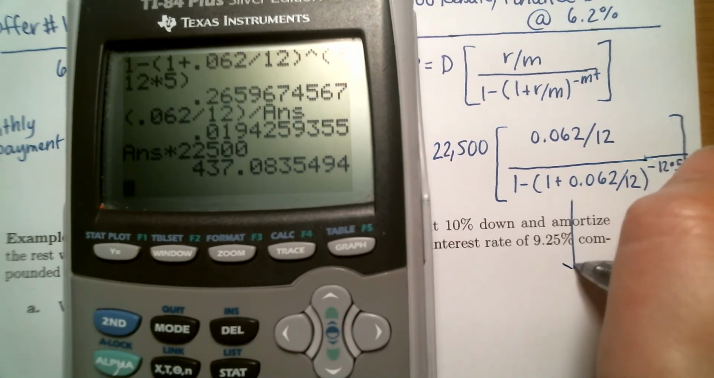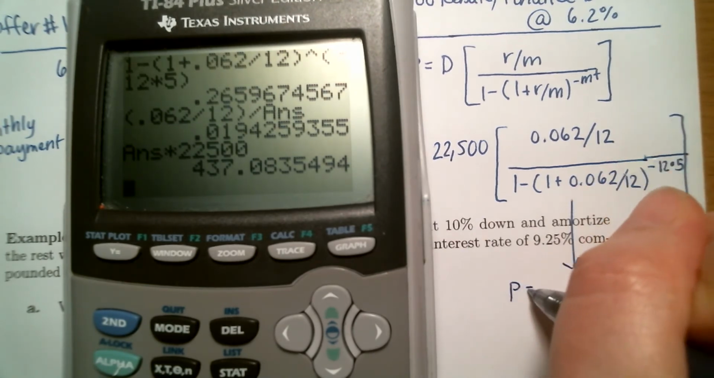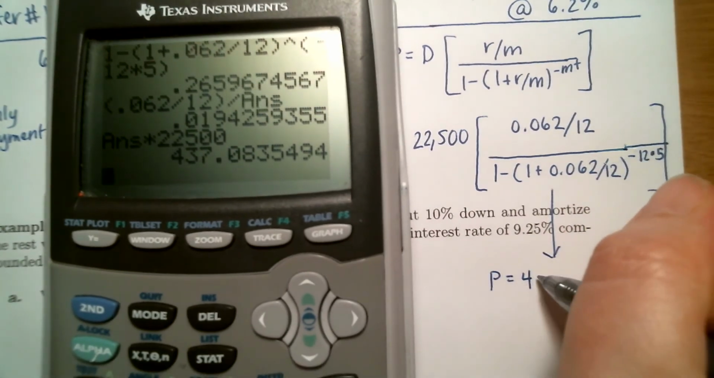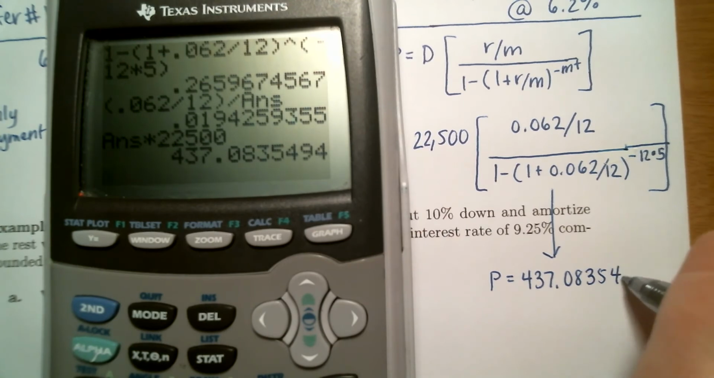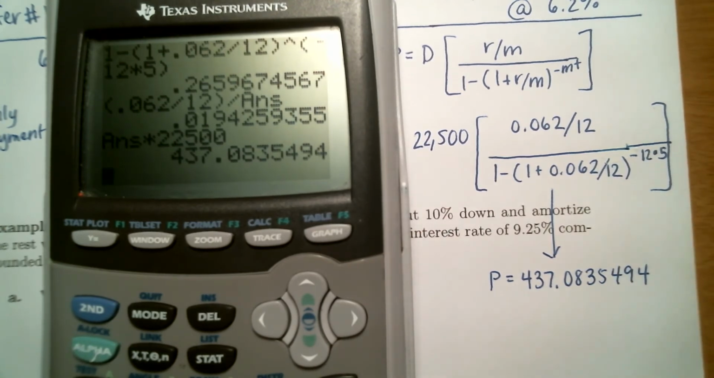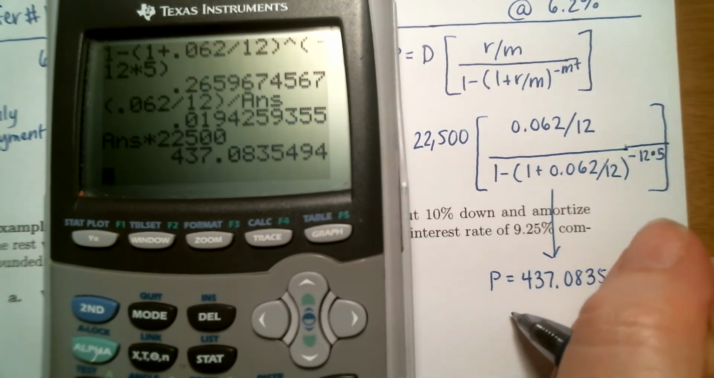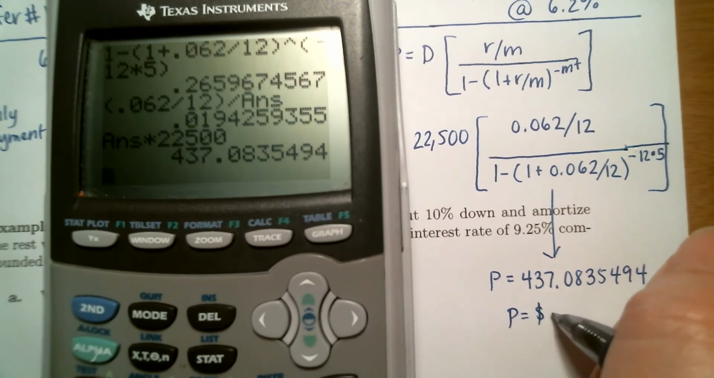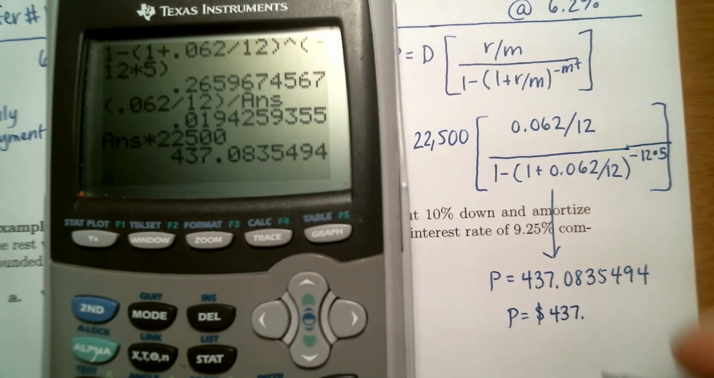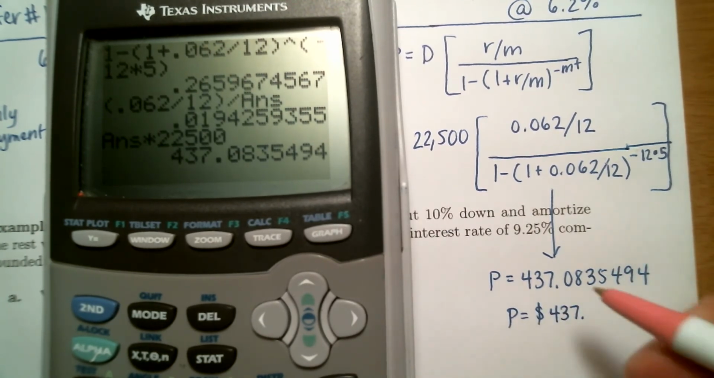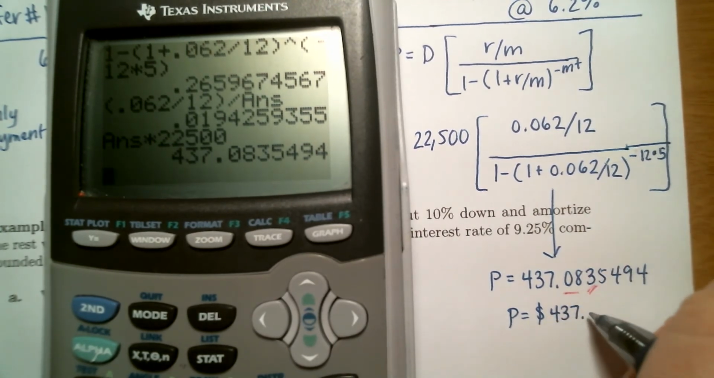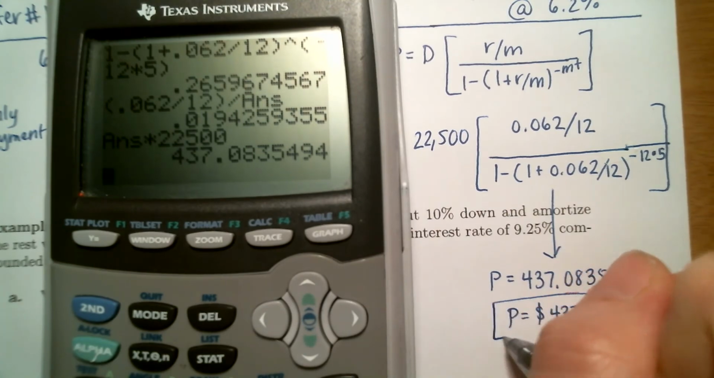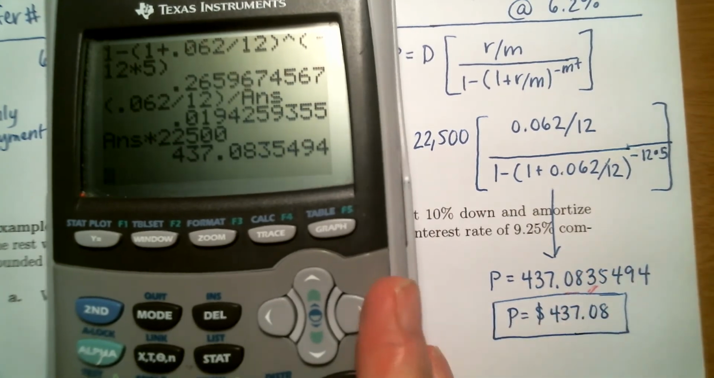So I will come down here to finish. So our payment, let me write all these decimals out, is just over $437 a month. We are going to round it to the nearest cent. So our monthly payment is going to be $437, and we've got 8 cents here. The number after the 8 is a 3, so we're going to keep it the same. So it's going to be 8 cents. That's your monthly payment.